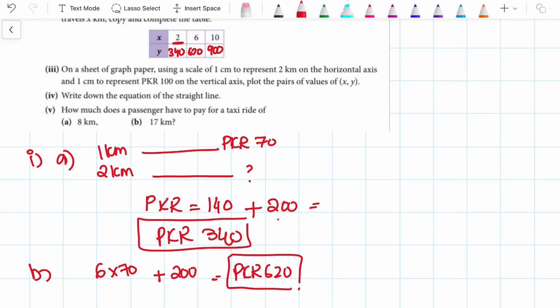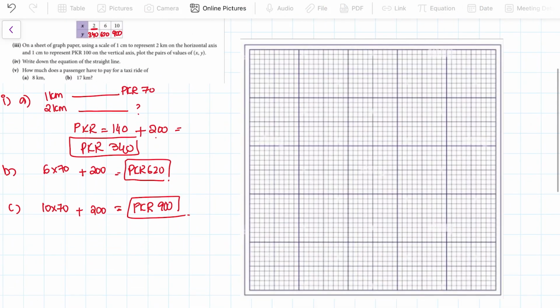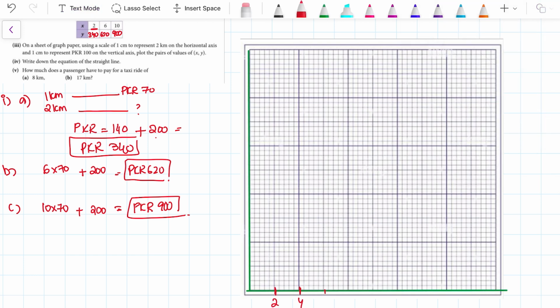On a sheet of graph paper, using a scale of 1 centimeter to represent 2 kilometers on the horizontal axis and 1 centimeter to represent 100 on the vertical axis, plot the pairs of values. 1 centimeter to represent 2 kilometers on the horizontal axis: 2, 4, 6, 8, 10. And you know that 1 centimeter is this much. Okay, now next is 1 centimeter to represent 100 on the vertical axis.